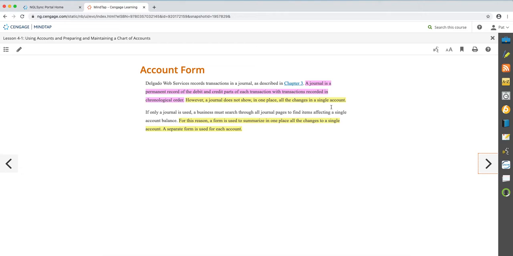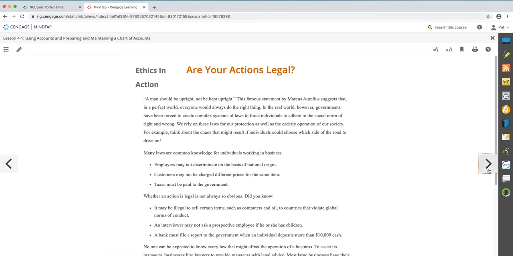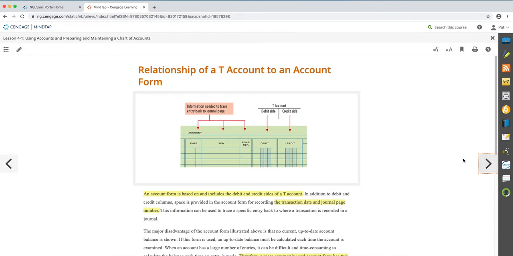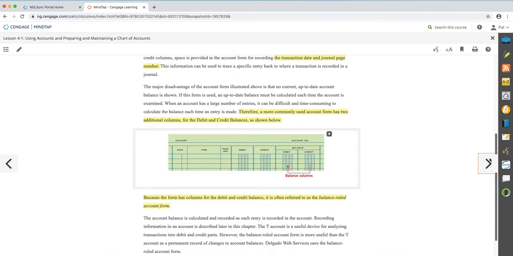Okay, so first things first, the journal is a permanent record. That was mentioned last chapter, and I want to reinforce that. Debits and credits for each transaction need to be done in chronological order, these journal entries. The journal doesn't show in one place all the changes. That's why it's important that we post. In order to post, though, we first have to get our number system so we can set up how we're going to go about setting up the chart of accounts.